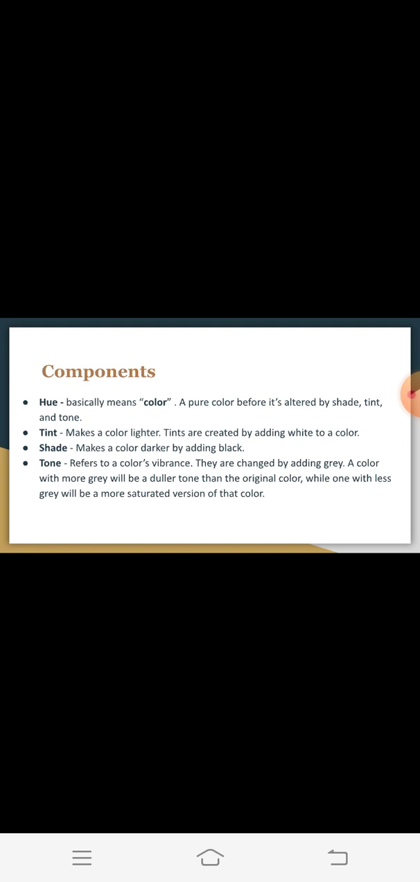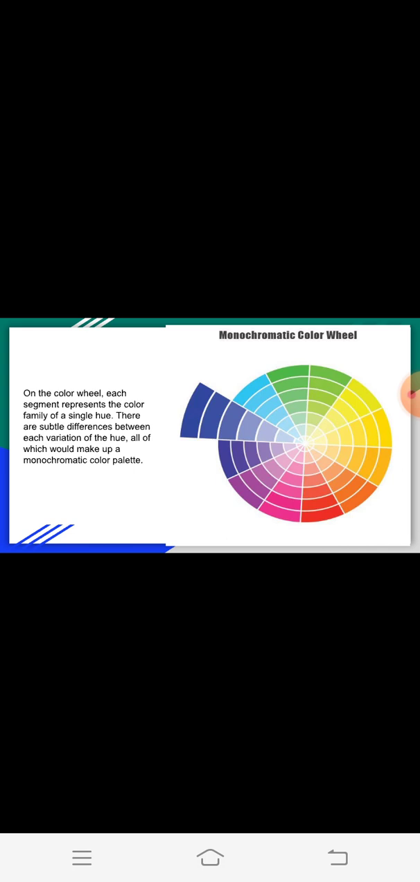Now coming to tone, it means adding gray to the original color. Addition of gray makes the original duller. In this picture you can see how each segment represents the family of hue and how they make the monochromatic color scheme.